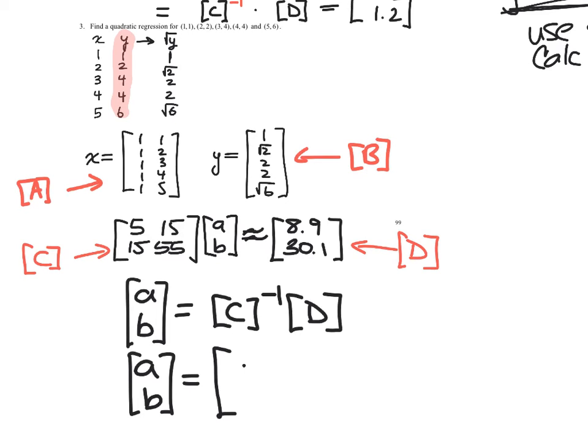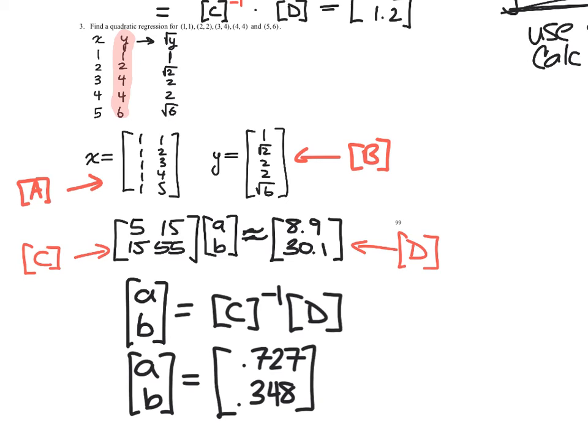So 0.727, 0.348. What this gives me is the line that best fits the data set where X is the values from 1 to 5 and Y is 1, root 2, 2, and root 6, so the square root of the true y values.